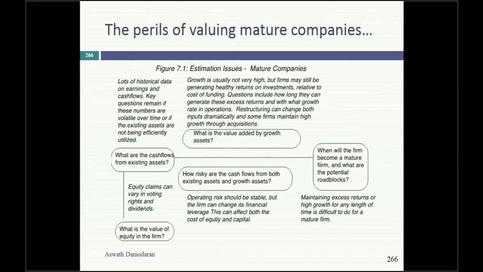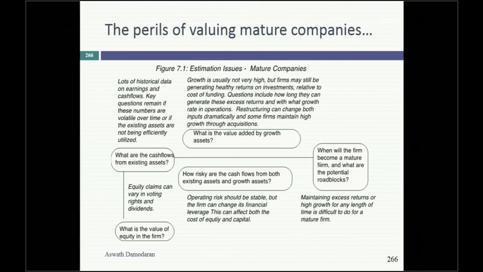It should get much easier if you're a mature company, right? So if I gave you Procter & Gamble to value, it's been around a long time, you know exactly what it does. You should be able to use historical data to value the company. So valuation should be simple. That's true to a point. And here's why it's true just to a point.